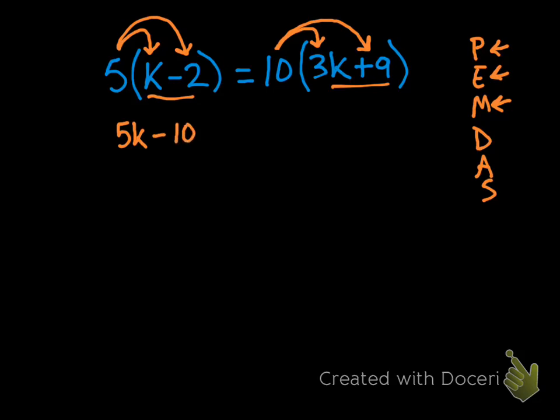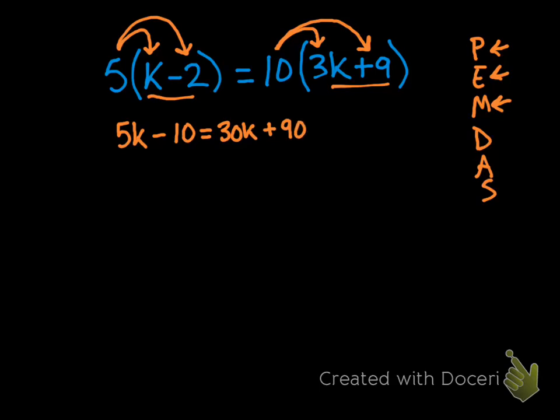Now, when I say this is negative 10, you might be thinking, well, that's minus 10. We can read this, if we read it in sentence form, we would say 5k minus 10. However, we know that the sign that's in front of it needs to stay with the number when we're solving for these. Okay, this equals 10 times 3k, which is 30k. 10 times positive 9 is positive 90.